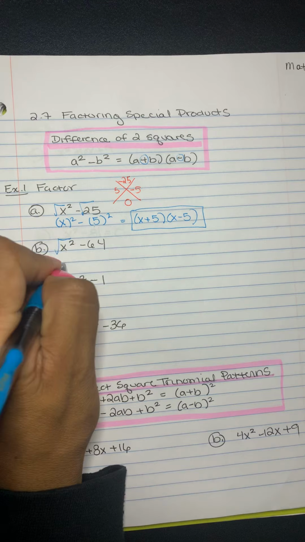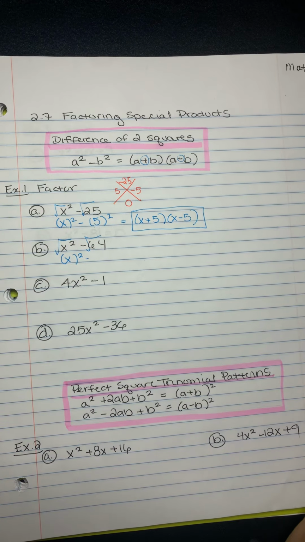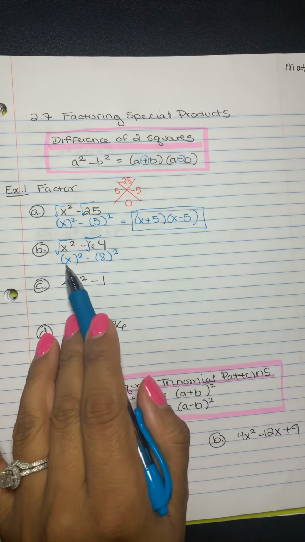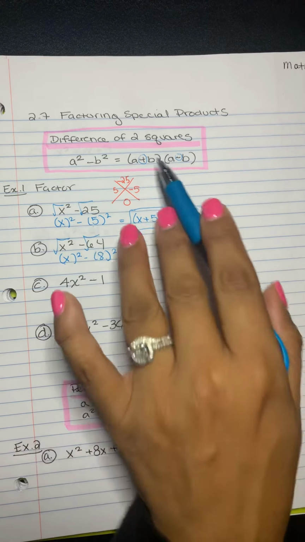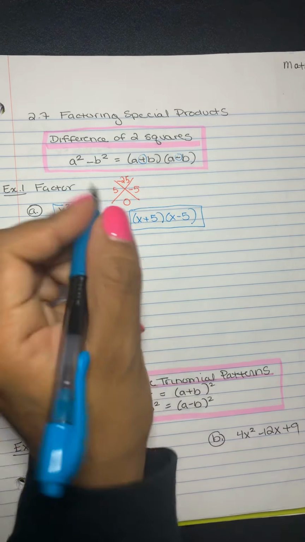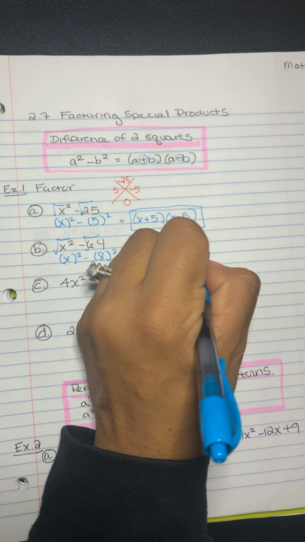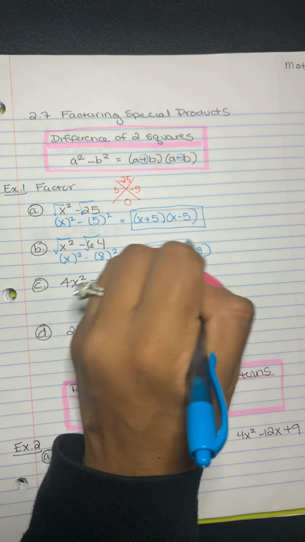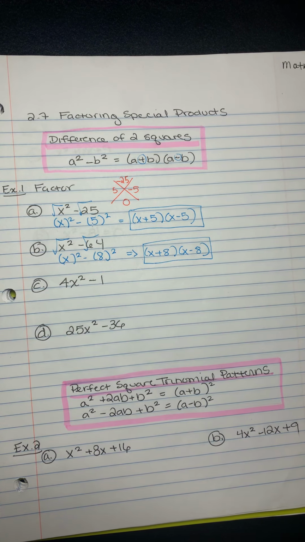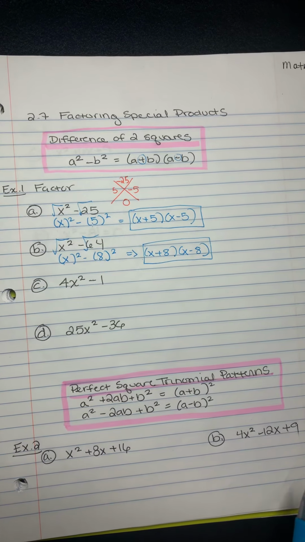The square root of x squared is x. Square root of 64 is 8. And then again, this is our a, this is our b, so we know the pattern is a plus b and a minus b, which is x plus 8 and x minus 8. There's your answer. Again, you can check your work and you can figure this out using the big X. Okay, so it's up to you.